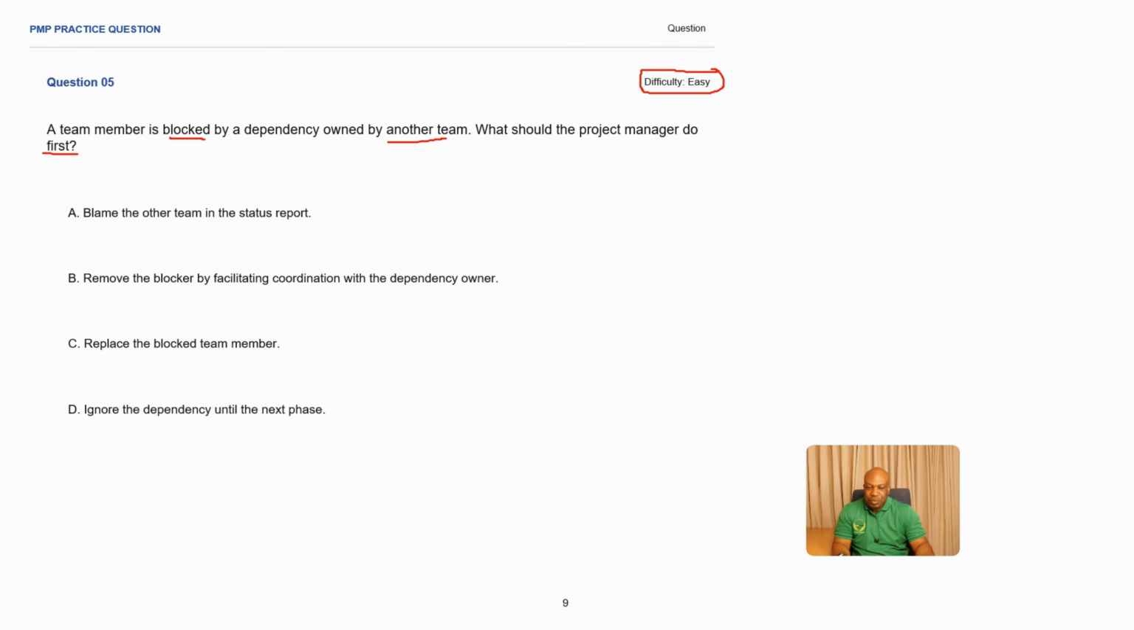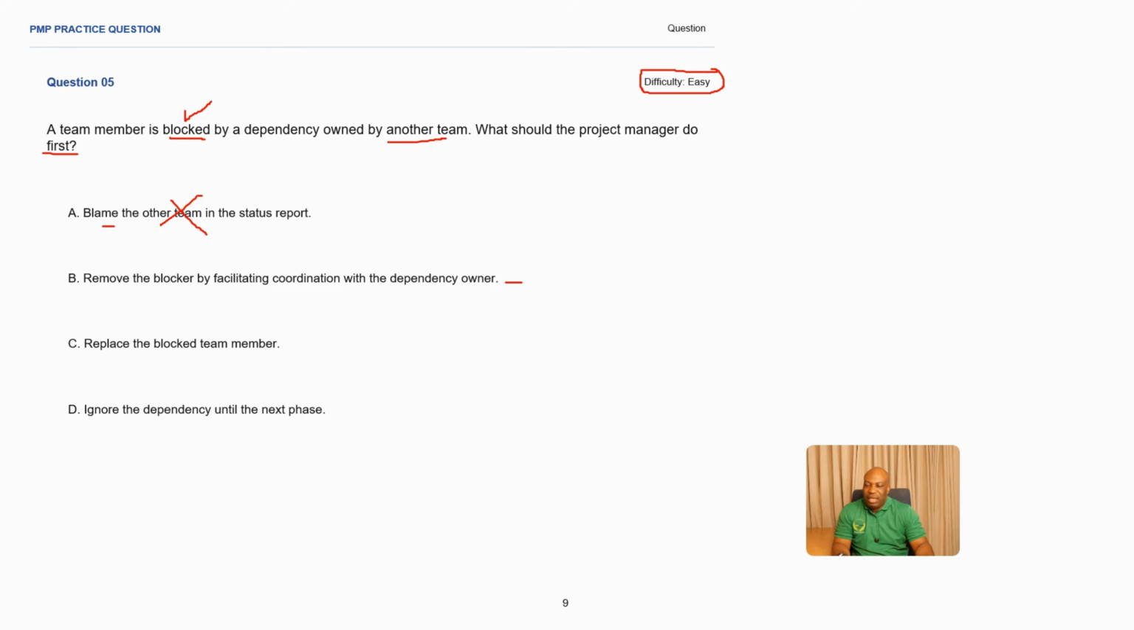Okay. So let's go through the answers. Number 1, blame the other team in the status report. As a project manager, you don't blame people in a project. You work with the team to find a solution. So thereby eliminating this one as an answer. Then B, remove the blocker by facilitating coordination with the dependence owner. Okay, this will make sense because it's removing the blocker here.